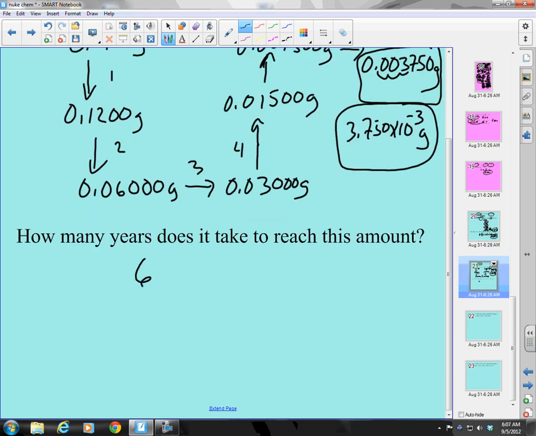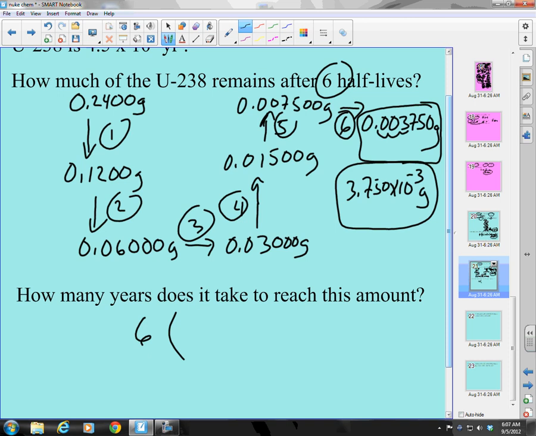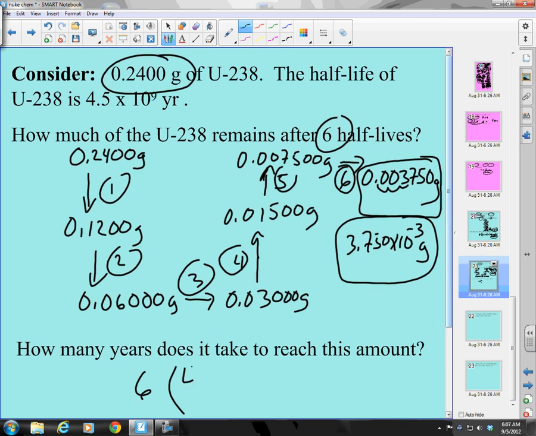6 half-lives? 1, 2, 3, 4, 5, 6. I had 6 half-lives, and each half-life is how long? 4.5 times 10 to the 9th years.